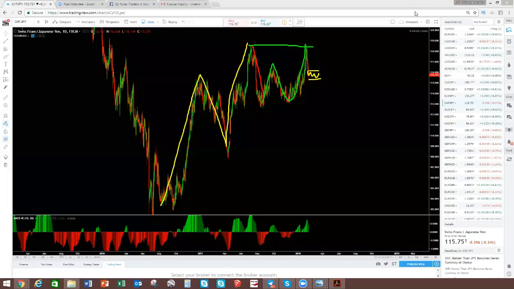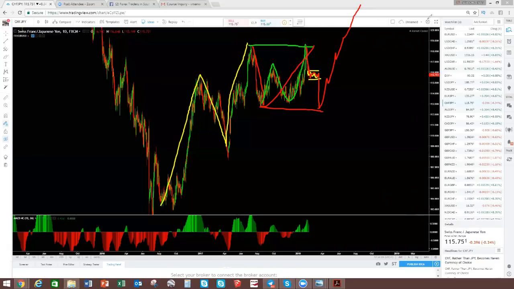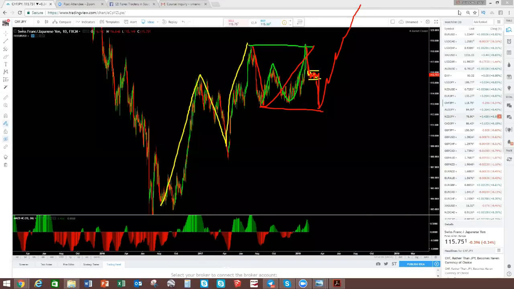So you see here now we've got a perfect flat correction coming to complete here. 1, 2, 3, and then we may get a move up. So Euro and CHF are correlated, so these moves we'll be expecting on both pairs. All right.